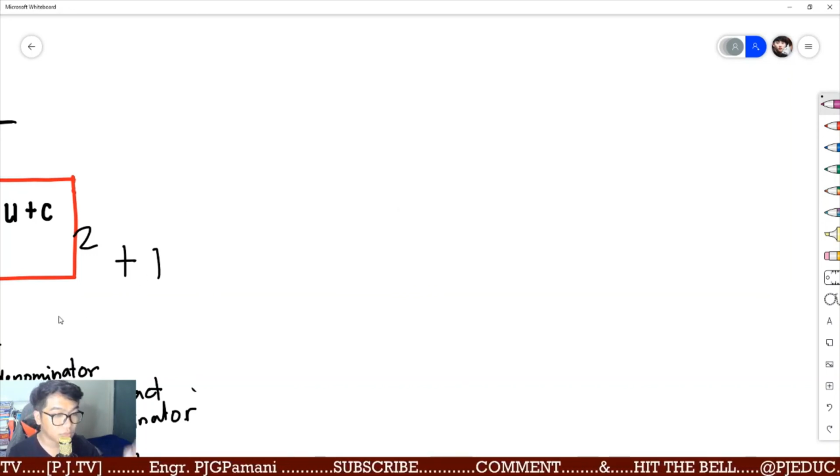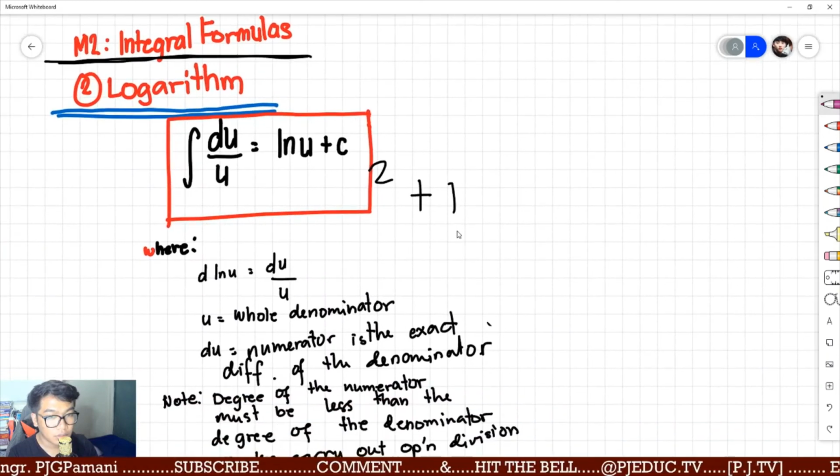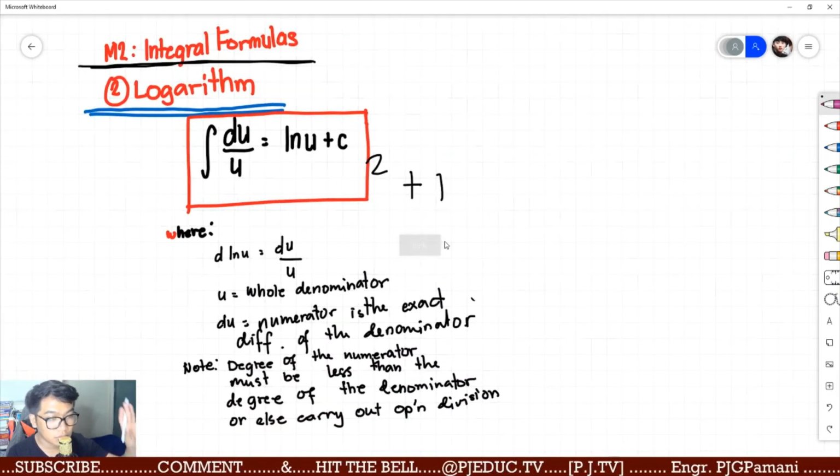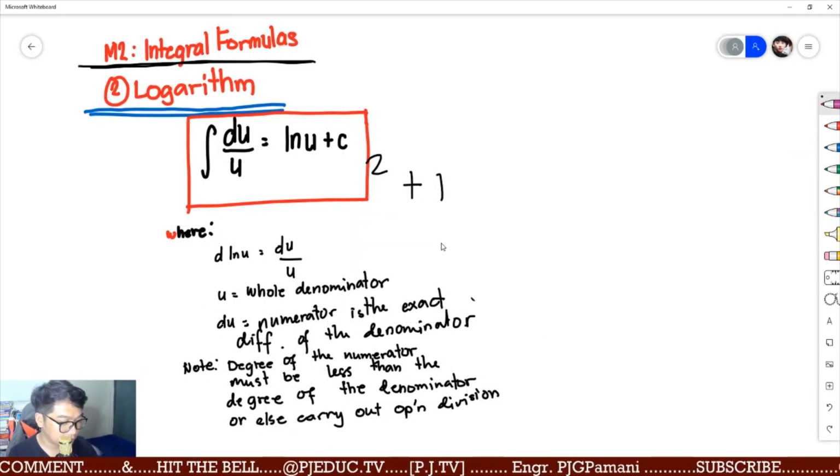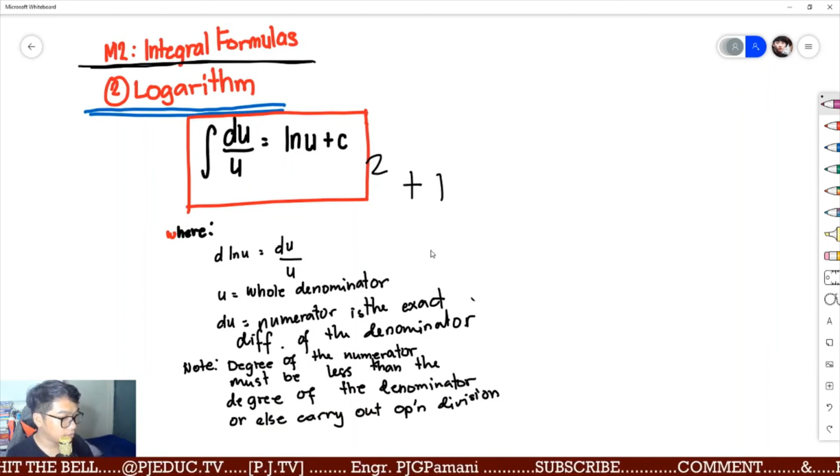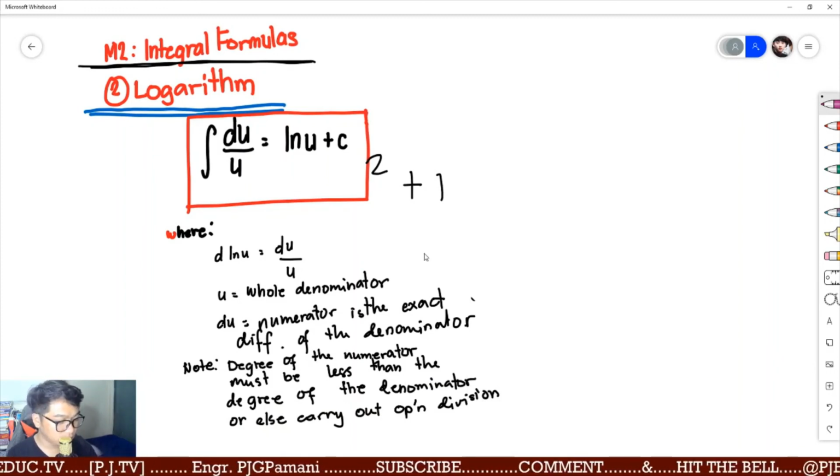Now, may question po. Tama na yun, example. Para marami tayong matapos. So, in continuation, dito tayo. Burahin ko na yan.